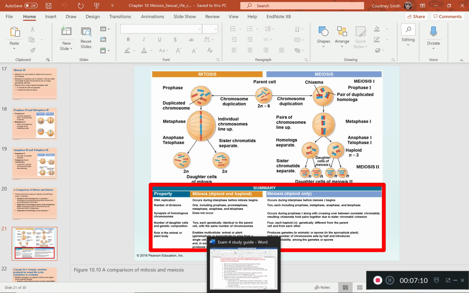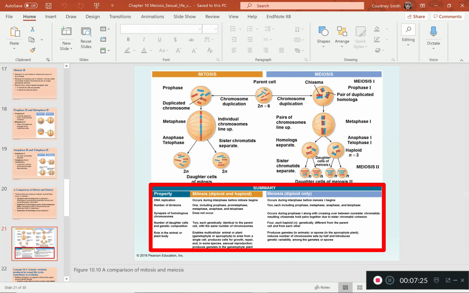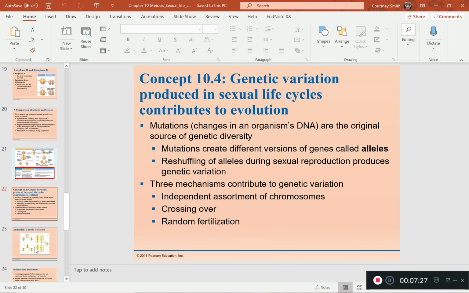Let's go ahead and go to the next question, because you can pause the video. Describe 3 ways that variation is increased because of sexual reproduction. That is also found in chapter 10, I believe. Yes. So we have 3 things that contribute. The first one is the independent assortment of chromosomes, followed by crossing over and random fertilization. I'm not going to talk about crossing over again. I'm going to go to independent assortment and random fertilization.